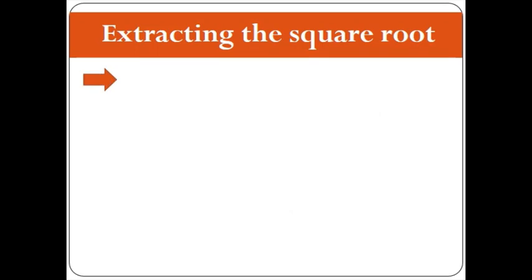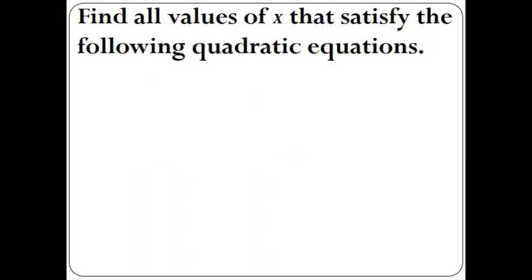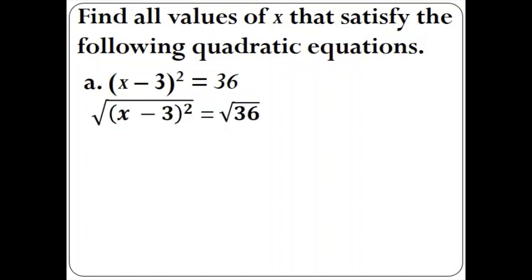Extracting the square root may also be applied for quadratic equations of the form x plus a squared is equal to c. So consider the following examples. We have the square of x minus 3 is equal to 36. So extract the square root of both sides. So ganyan ang mangyayari. Then, kapag in-square root natin ang square of x minus 3, nagiging x minus 3. Square root of 36 is positive negative 6.